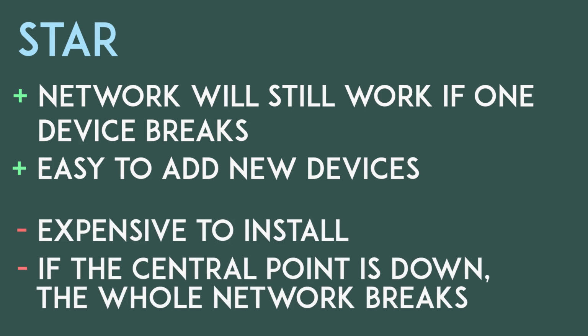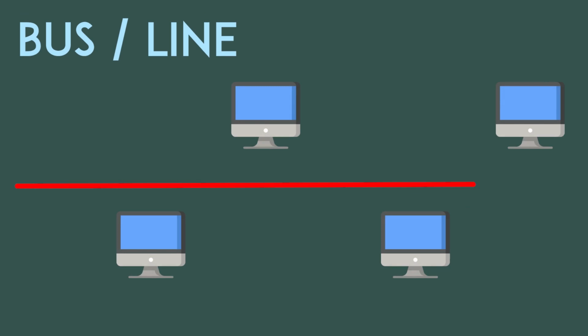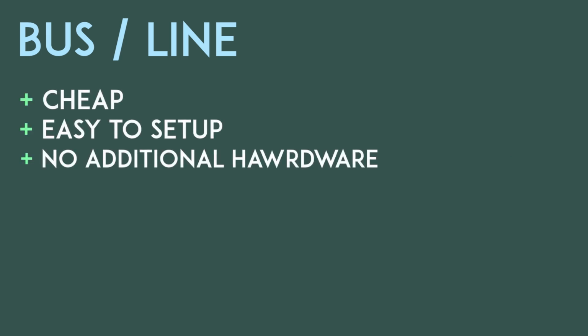A bus topology, sometimes known as a line topology, attaches all devices to a common backbone known as the central line. There are terminators on each end of the line so that data that reaches the end doesn't bounce back and cause data collisions. Some positives are that it's cheap, it's easy to set up, and it doesn't require any additional hardware other than the main cable.